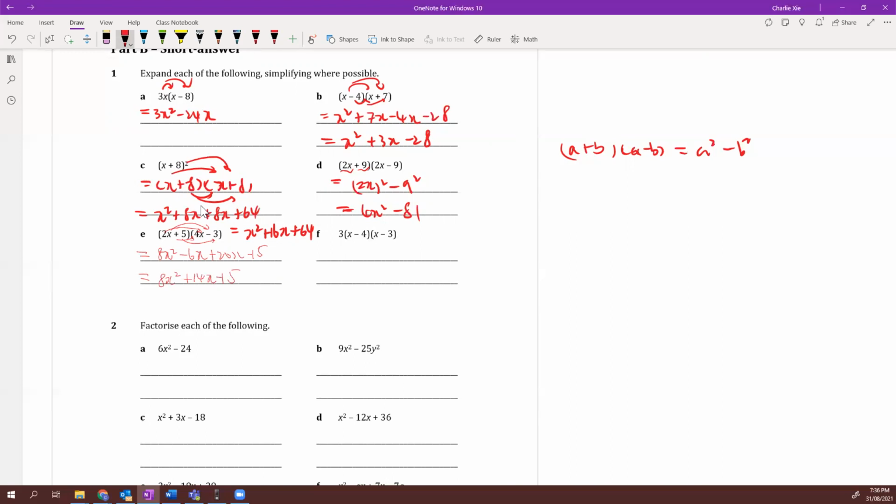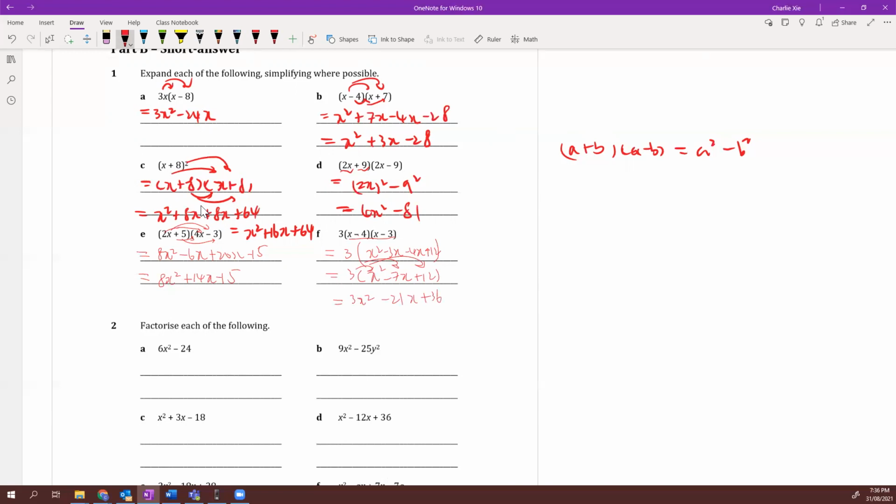Okay, last one. So brackets first is 3. Wait, let's deal with the bracket. I could use a big bracket when I'm expanding these two brackets. So x times x, x squared, x times minus 3, minus 3x, minus 4 times x, minus 4x, minus 3 times minus 4, plus 12. Okay, so that's 3 times x squared minus 7x plus 12. All right, and then expand the bracket again. 3x squared minus 21x plus 36.